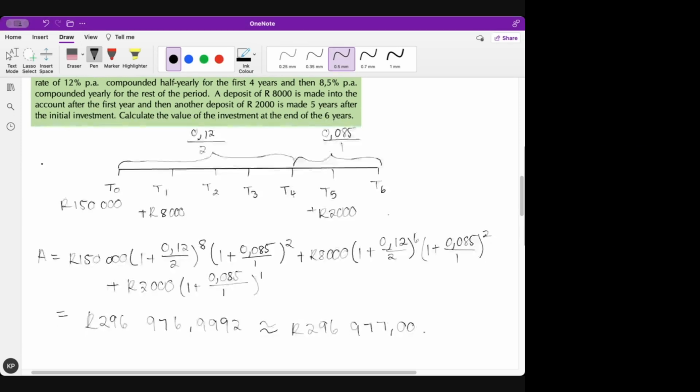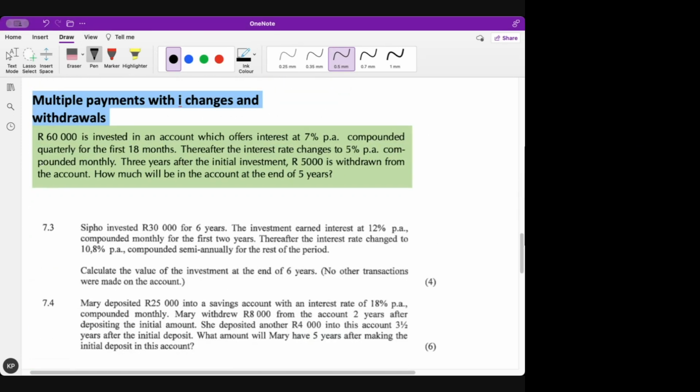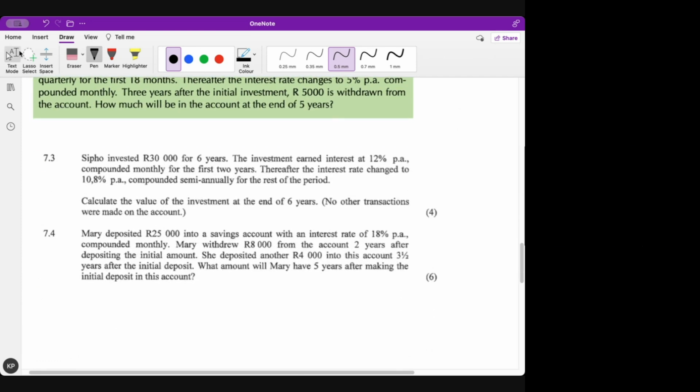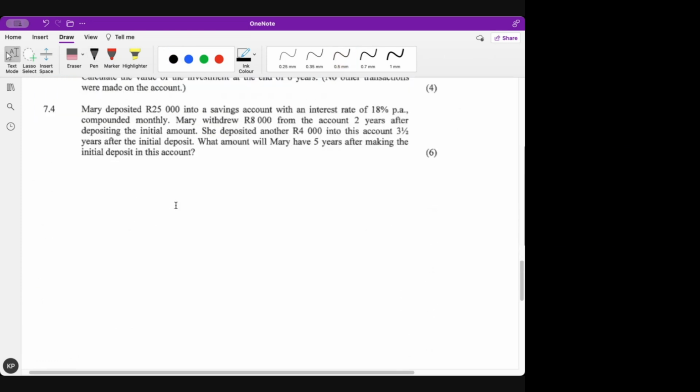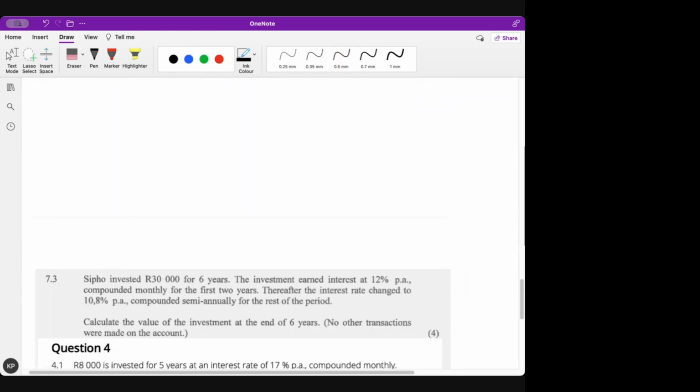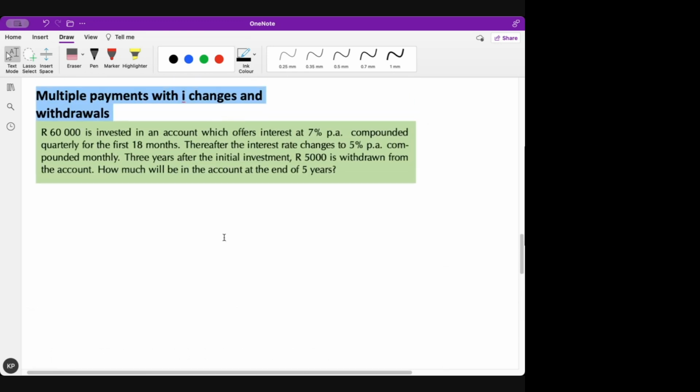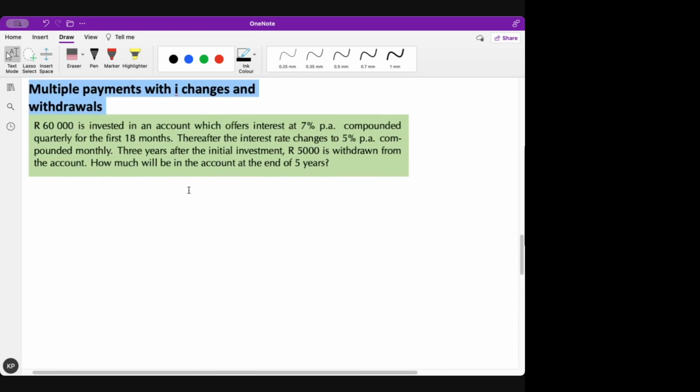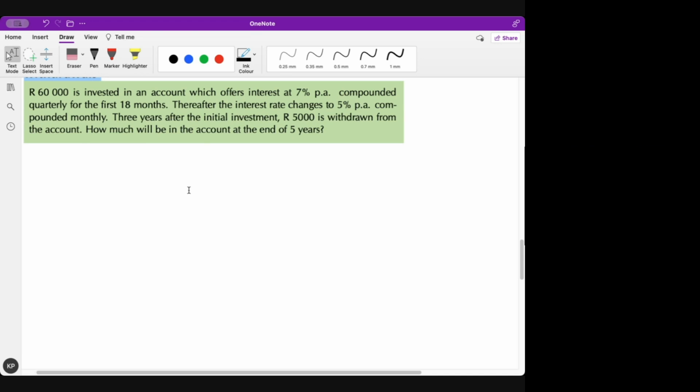Okay, now I'll move this down. I have to move this one even further. There. Now we have 60,000 Rand invested in an account which offers 7% per annum compounded quarterly for the first 18 months. Thereafter, the interest rate changes to 5% per annum compounded monthly.